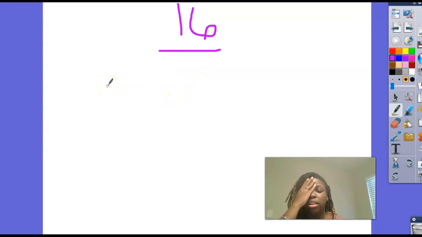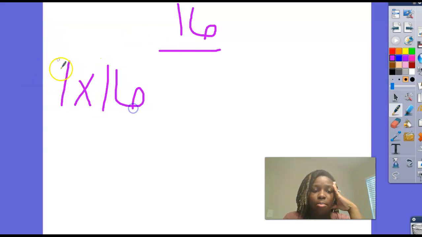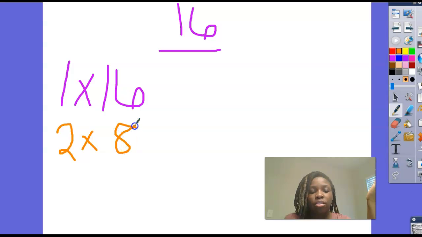And so when I find the factor pairs of these numbers, I automatically think about, what's the easiest two numbers I can multiply to get any product? And that's 1 and itself. So 1 times 16 automatically is a factor pair. 1 times anything is the same number. That's something you guys should already know. So 1 times 16, and then I know I'm going to go with 2 next. So 2 times what equals 16? Great, 2 times 8 equals 16.